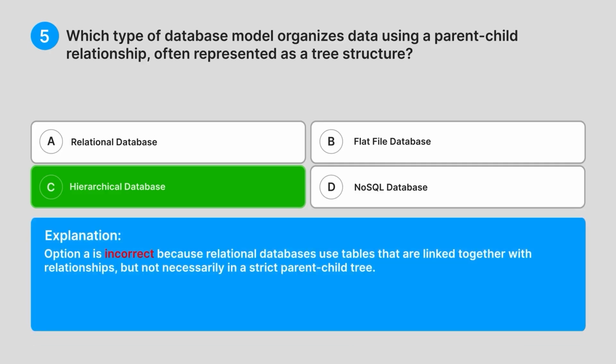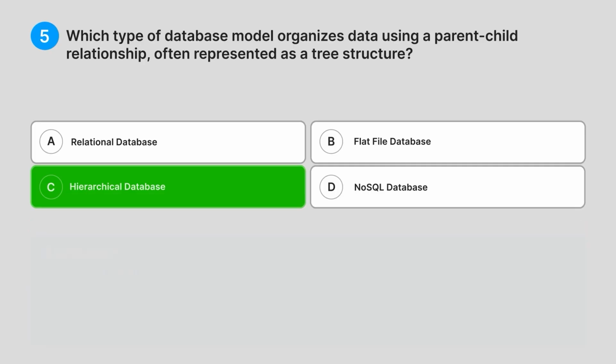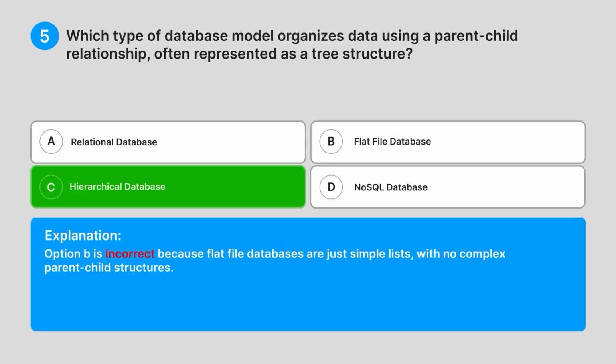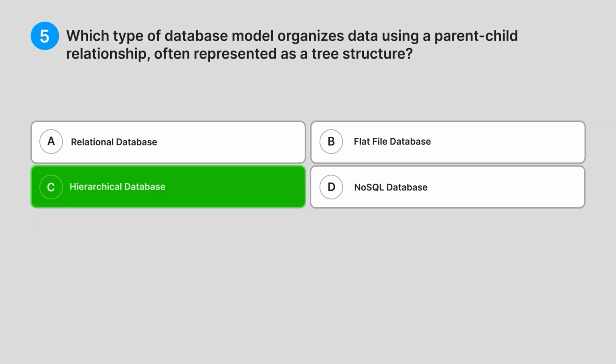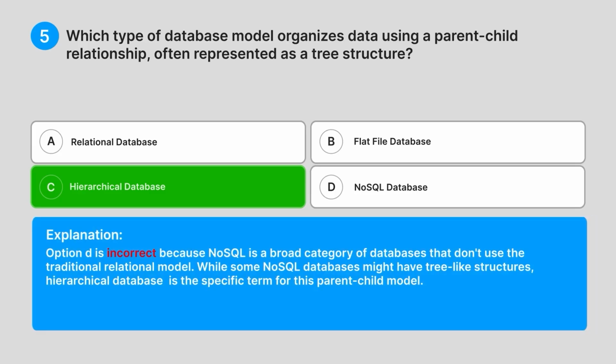Option A is incorrect because relational databases use tables that are linked together with relationships, but not necessarily in a strict parent-child tree. Option B is incorrect because flat file databases are just simple lists with no complex parent-child structures. Option D is incorrect because NoSQL is a broad category of databases that don't use the traditional relational model. While some NoSQL databases might have tree-like structures, hierarchical database is the specific term for this parent-child model.